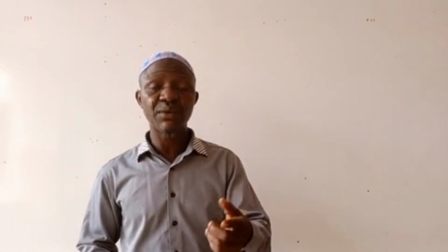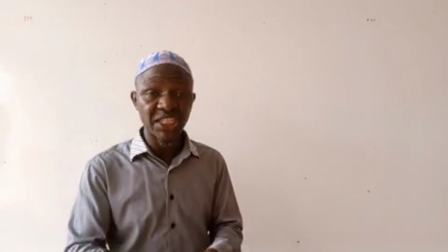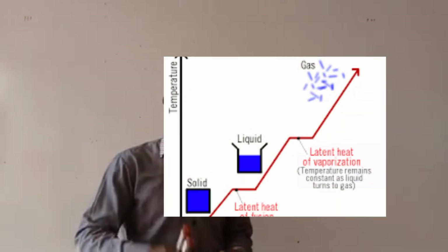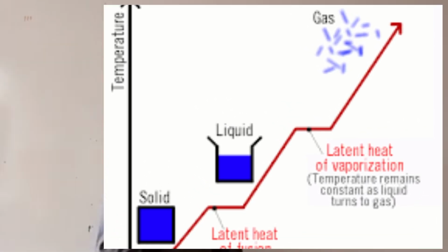When a body is changing from one state to another, the temperature of that body will remain steady. That is, the temperature will not change. Why? Because the heat being supplied during that period, that substance is using it to change from one form to another, and that kind of heat is called latent heat. That's why we have two types of latent heat. We have latent heat of fusion and latent heat of vaporization.